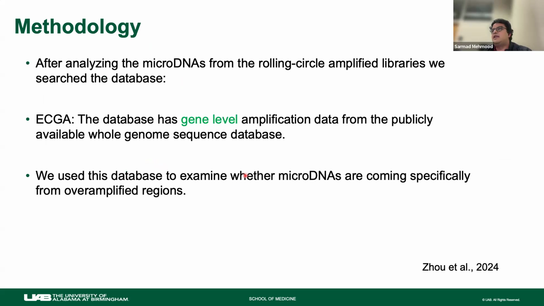After the analysis of microDNAs using the rolling circle libraries, we wanted to know whether these microDNAs are coming from the overamplified regions in the cancers or not. For that, we used the database TCGA. This database has gene-level amplification data, and we checked whether the genes that are outputting these microDNAs are present in these overamplified regions in the cancers or not.